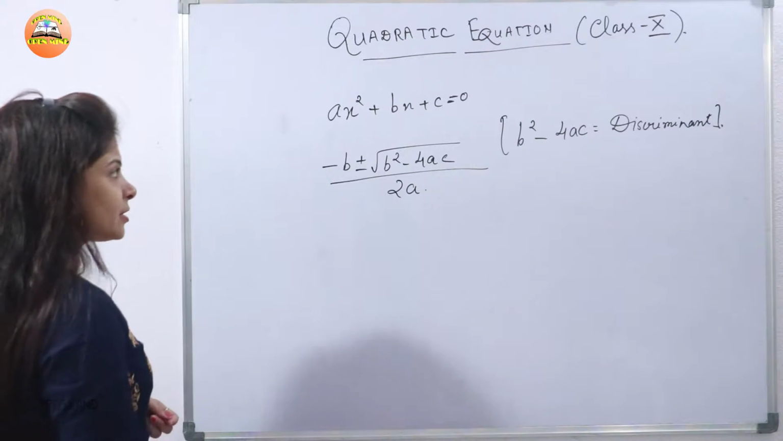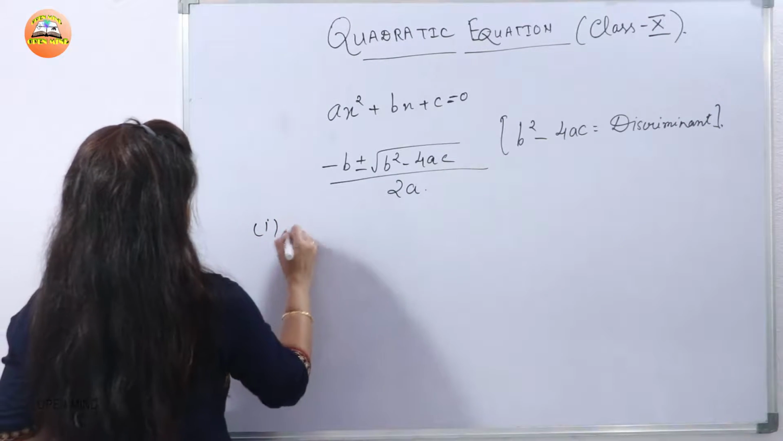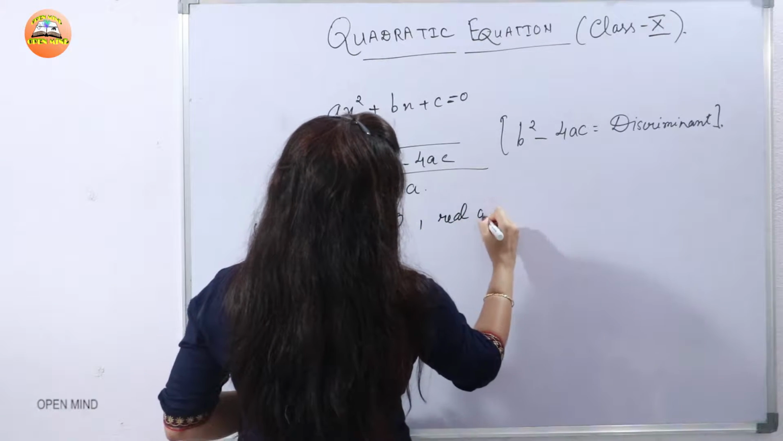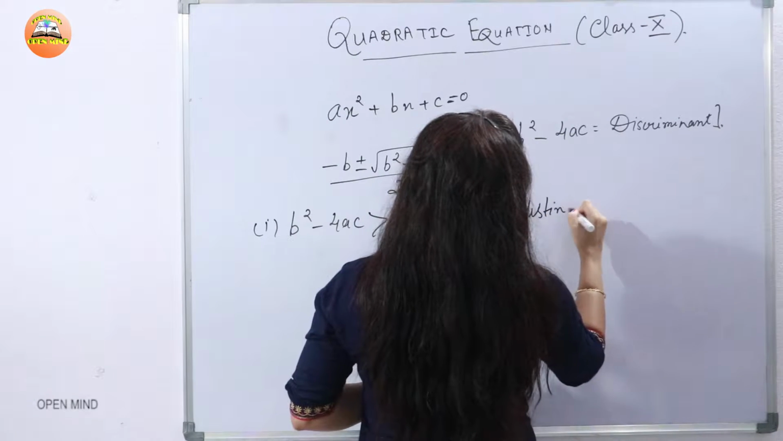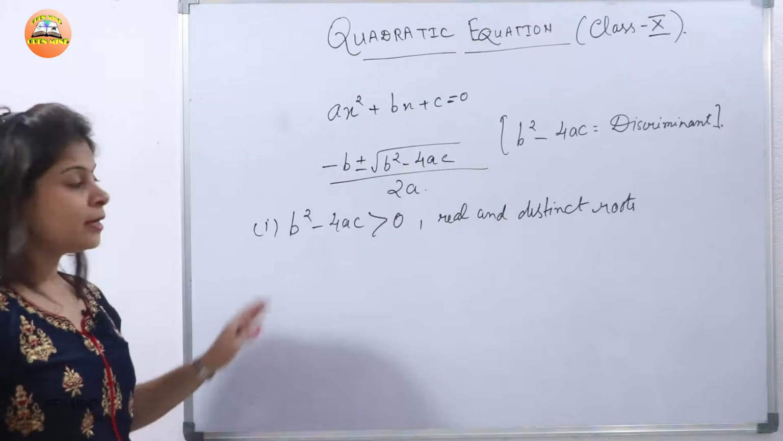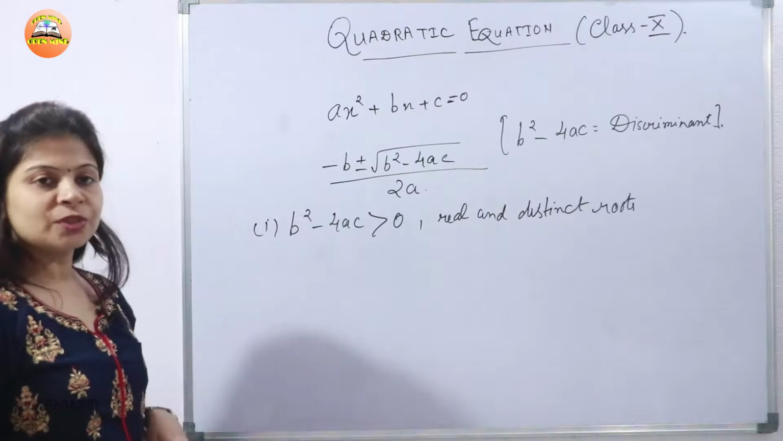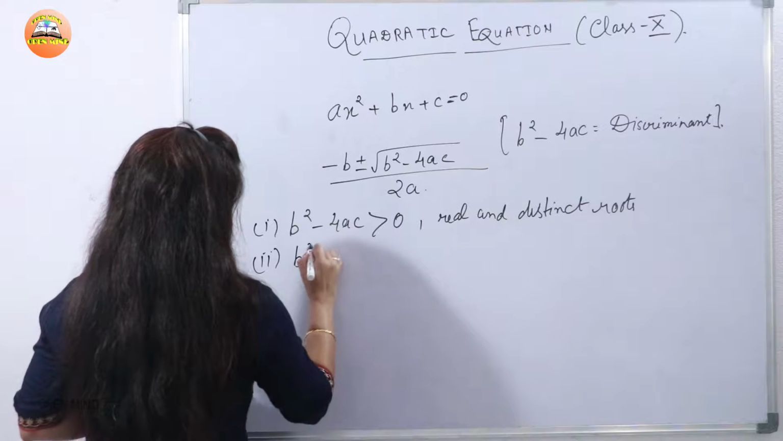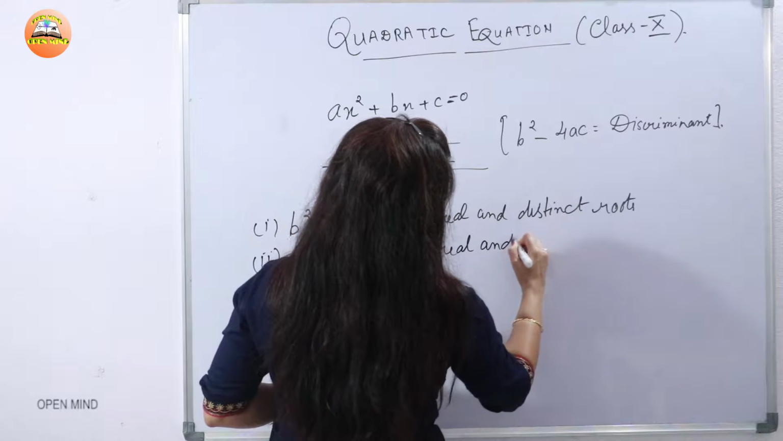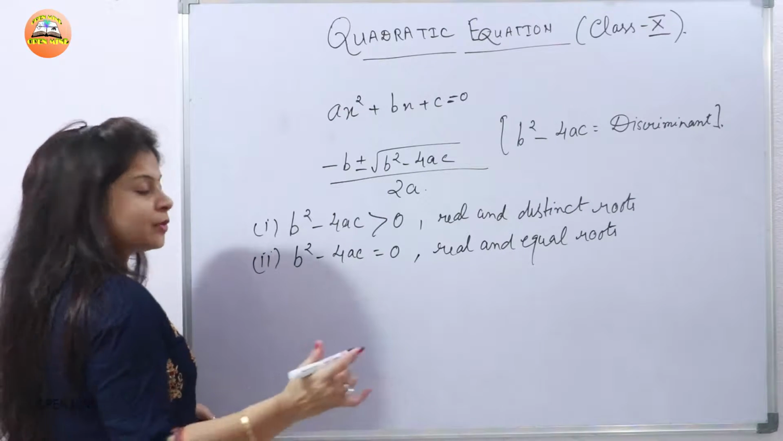Now there are three conditions on which we can solve these questions. First we have to check those conditions. The first one is, if b square minus 4ac is greater than 0, we have real and distinct roots. That means if you solve b square minus 4ac, and the value comes out to be greater than 0, we will get two different roots which are real. The second one is, if b square minus 4ac is equal to 0, we get real and equal roots. That means the roots will be real and both the roots will have the same value.